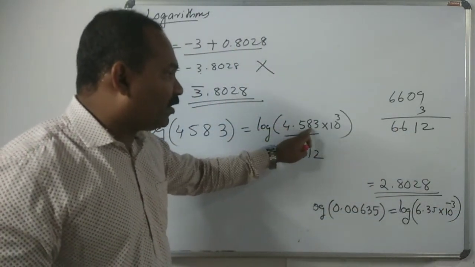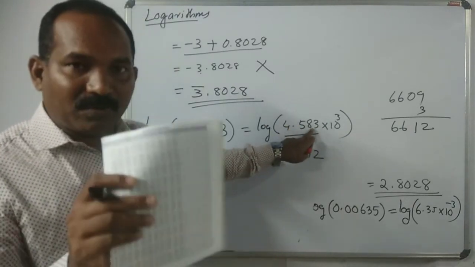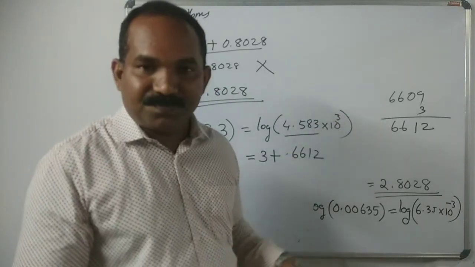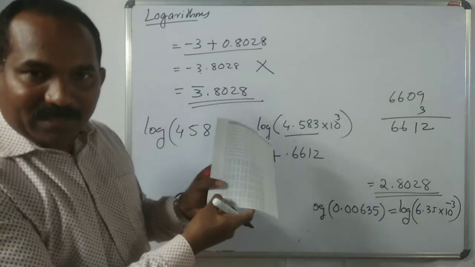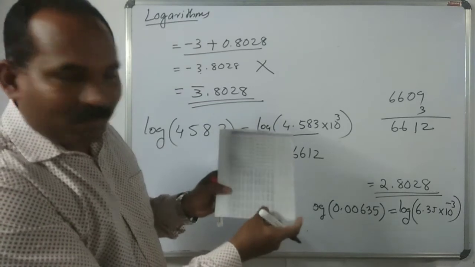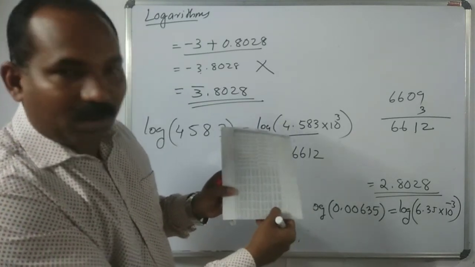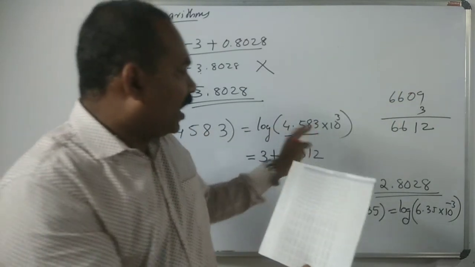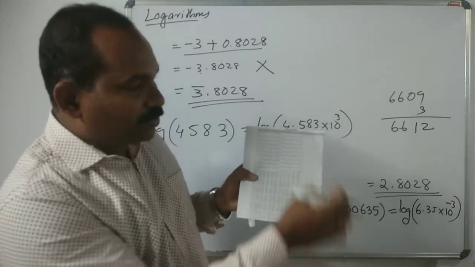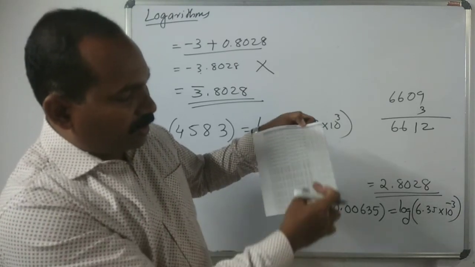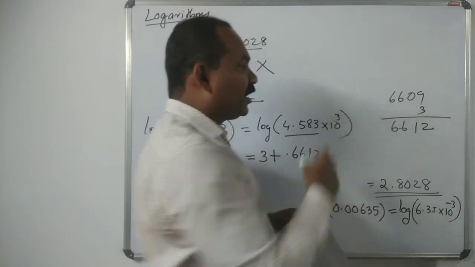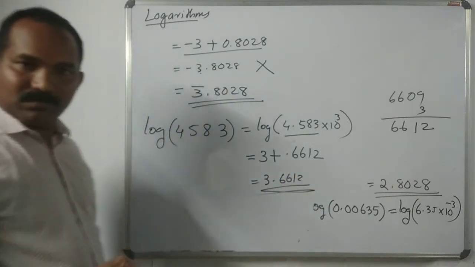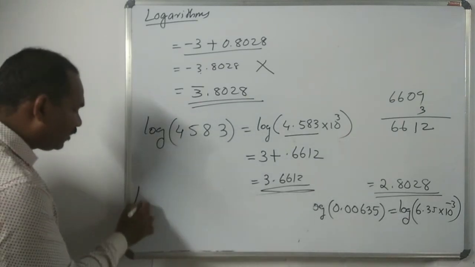But here the number is 4583. So first of all you find 458, and the fourth place is the mean difference. Add it. Very simple. Once again, you come to the 45 row, move to the 8th column. The value is 6609. First, it is written on the side. And the next 3 is the mean difference. Move to the mean difference part and the 3. 3 is 3 itself. Add it. We get 6612. That is the mantissa, and that is 3.6612. Are you clear? Yes.